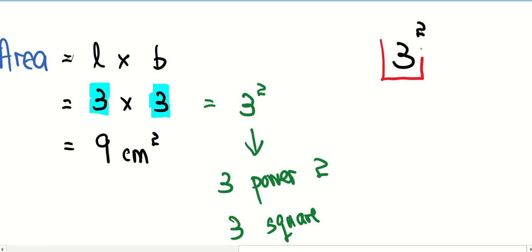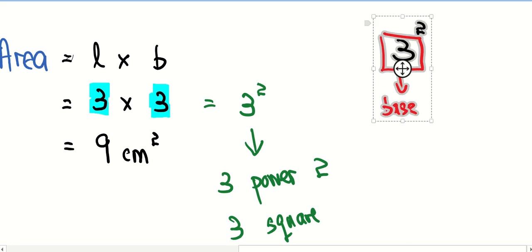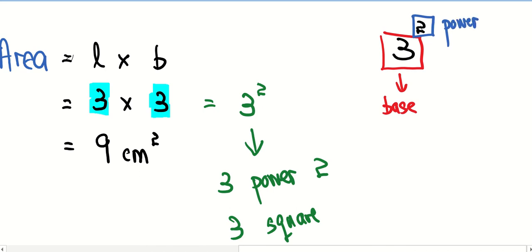This number 3 below, this is known as the base. Alright? The power, you will usually write slightly smaller. This is known as the power, or sometimes it's also known as index. That is why this is known as index notation. One way of representing numbers.